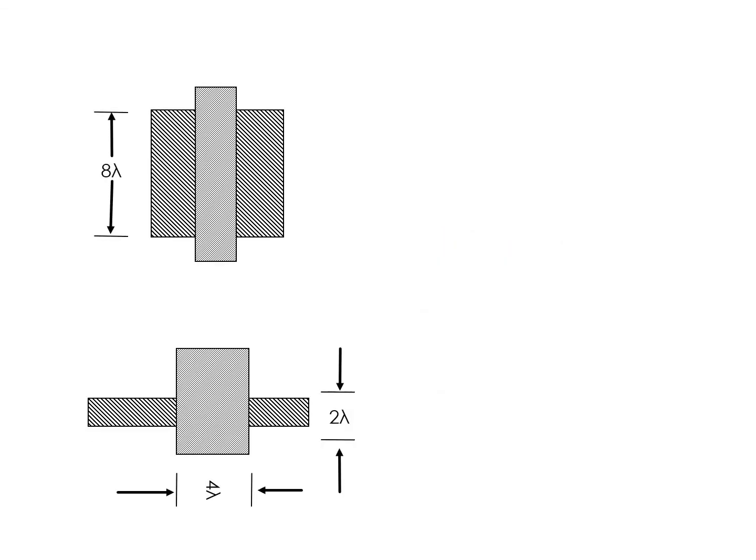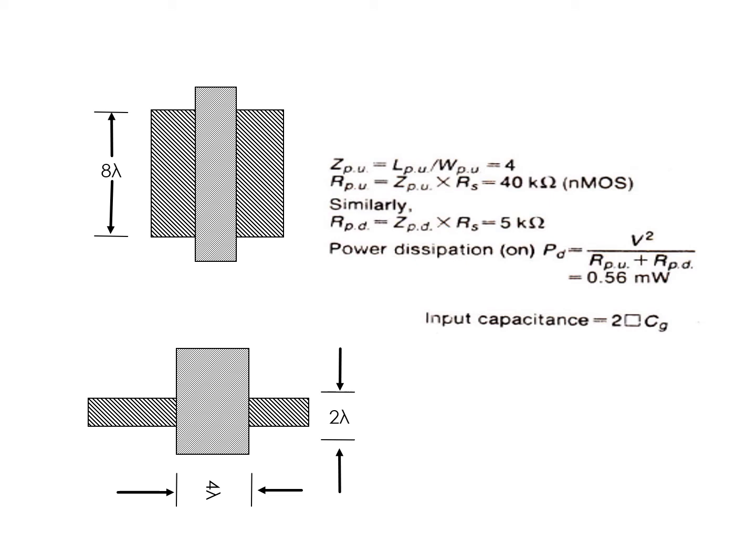Now one more case you can check here is where I have taken a different ratio. In the second case I have taken 8 lambda. In the previous case I had taken 16 lambda and 2 lambda. In this case I am taking 8 lambda and 4 lambda. Here the power dissipation, you can check, is 0.56 millivolt. Actually the voltage here has increased, because I have considered the resistance of your NMOS to be 10 kilo ohm.